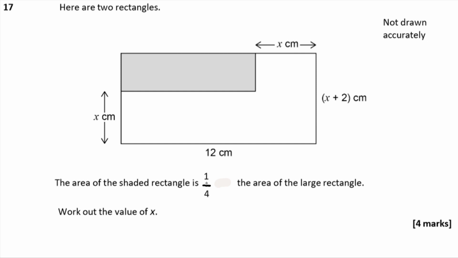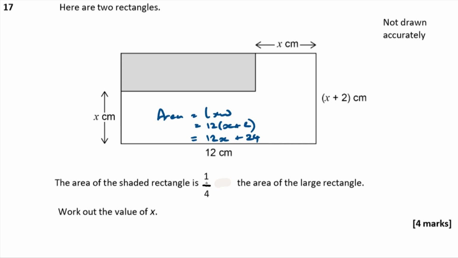Okay. So I suppose the large rectangle is fairly straightforward. So the area of the large one, before you take the grey bit out, is going to be length times width, isn't it? Which is going to be 12 lots of x plus 2, which is 12x plus 24 then, isn't it? Okay. So then the grey bit then is a quarter of that then.